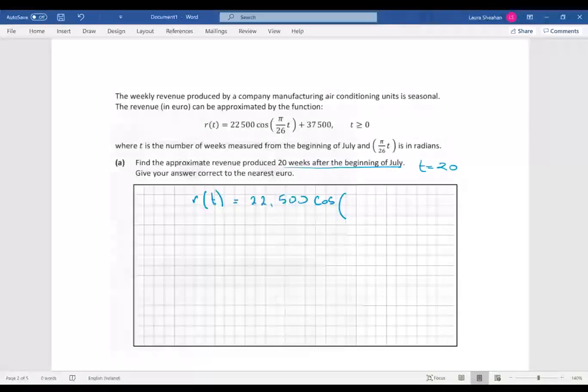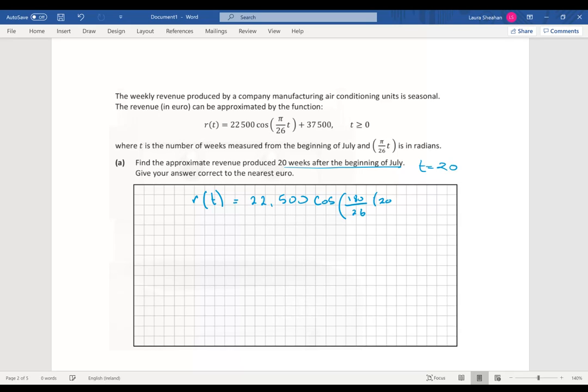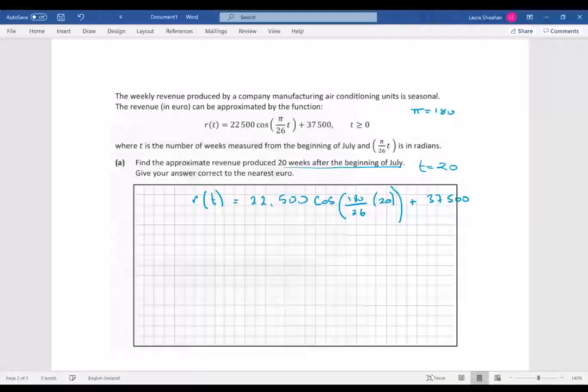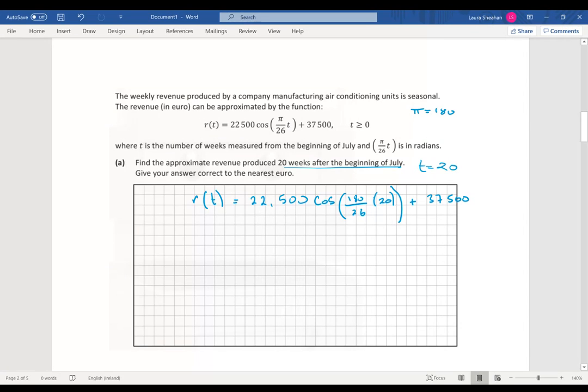Okay, you can always change that pi. I would always change pi to be 180, times T, which is 20, plus 37500. Remember that pi is equal to 180, and especially for doing calculator calculations, I think it's certainly easier to use 180 rather than the radians.